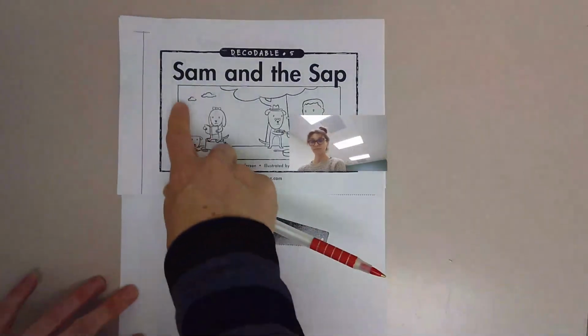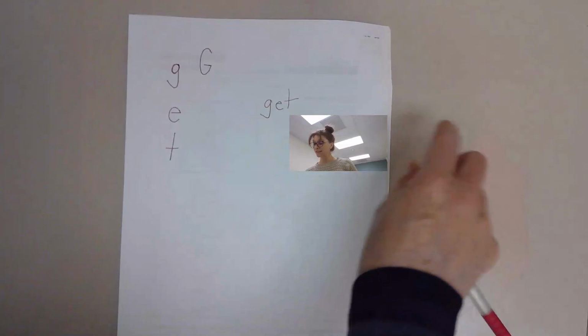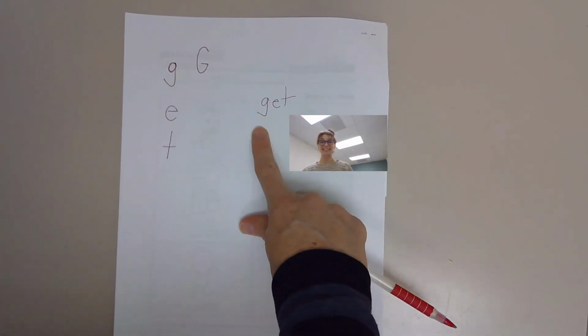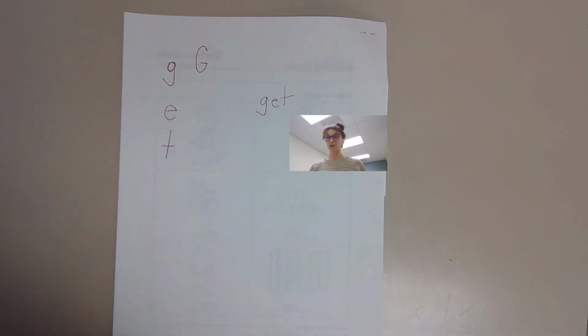You're going to draw me a picture of your favorite part of Sam and the Sap. But you need to use this word get in your caption underneath your picture. So you're using this word get in your caption under your picture.